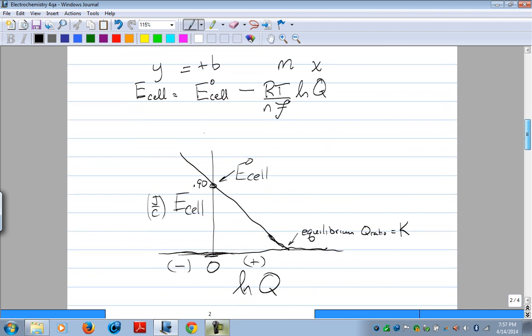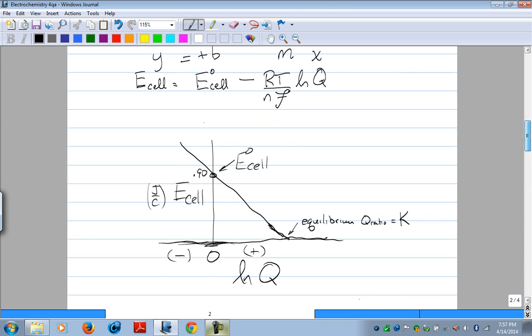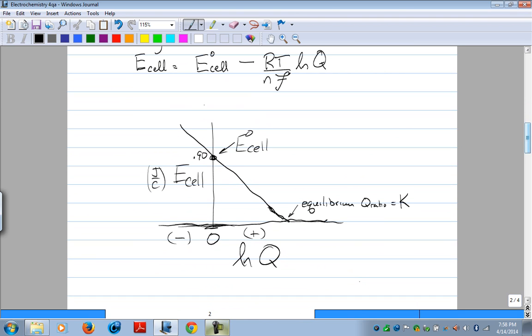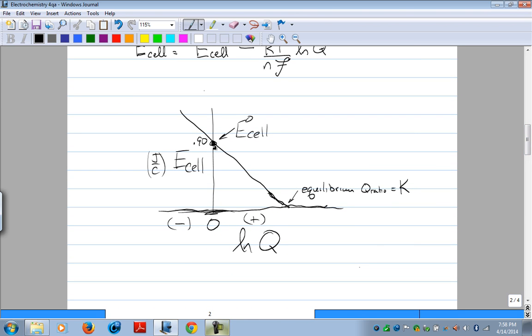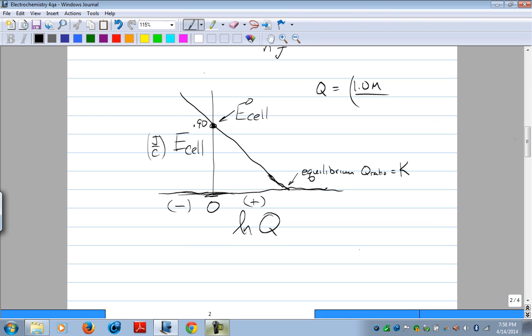So graphically, what we're doing is shown over here. If we had 1 molar aluminum cation concentration and 1 molar zinc cation concentration, Q would be 1 molar squared over 1 molar cubed, and that would just be 1, and the natural log of 1 is 0.